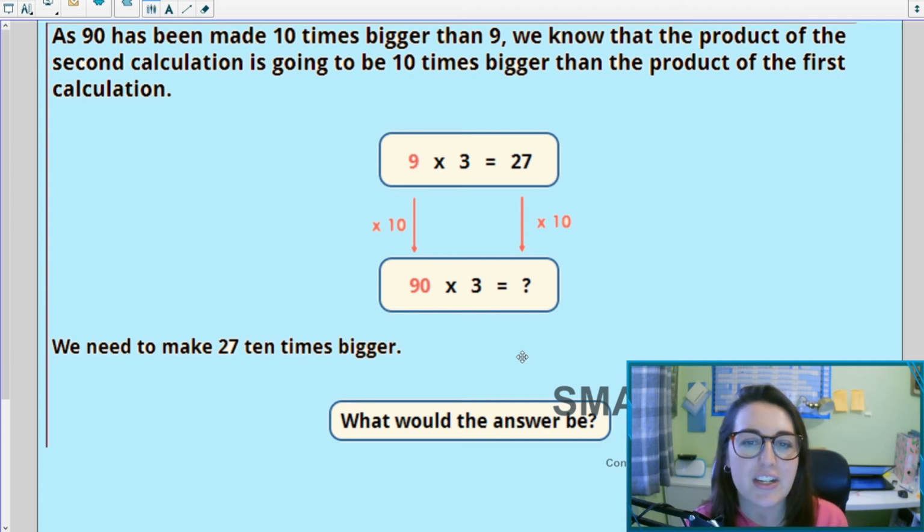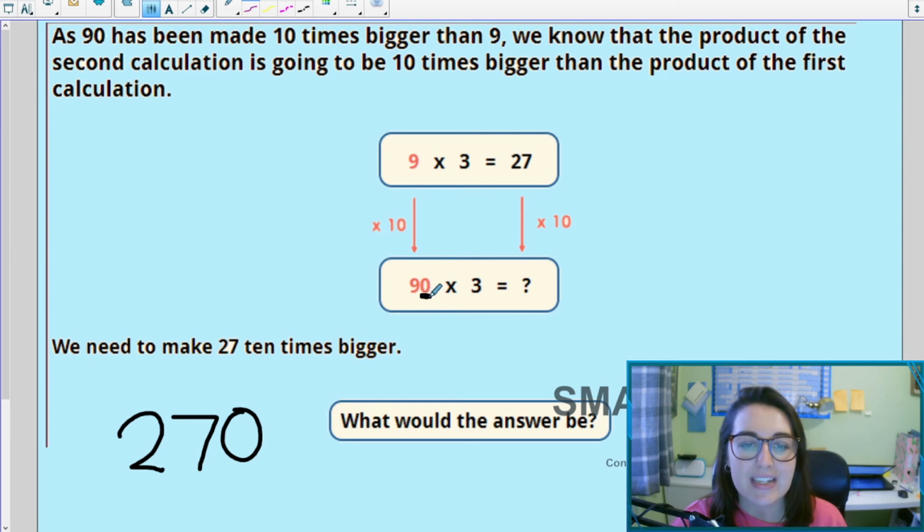Okay, so hopefully you've had a chance to think about that. 9 got 10 times bigger is 90. So 90 times 3, we need to make 27 10 times bigger. Our answer will be 270. We've got an extra, we're in the tens column here, so our answer needs to have the extra 0 on the end as well.